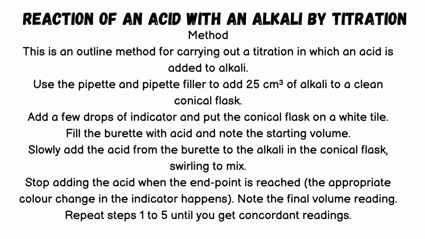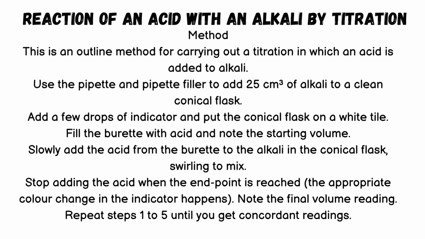Reaction of an acid with an alkali by titration method. This is an outline method for carrying out a titration in which an acid is added to alkali. Use a pipette and pipette filler to add 25 cubic centimeters of alkali to a clean conical flask. Add a few drops of indicator and put the conical flask on a white tile. Fill the burette with acid and note the starting volume. Slowly add the acid from the burette to the alkali in the conical flask, swirling to mix.